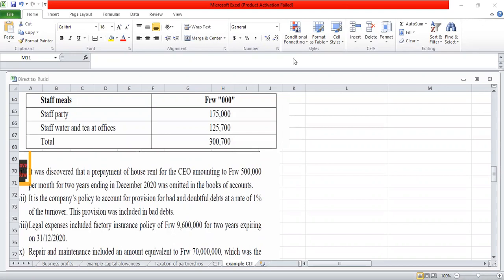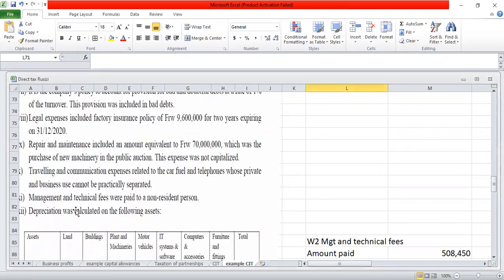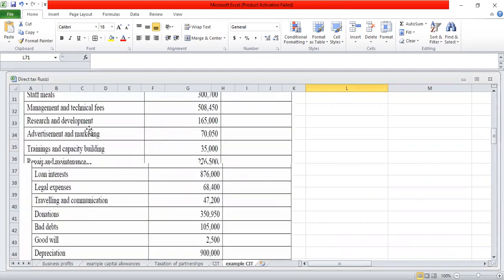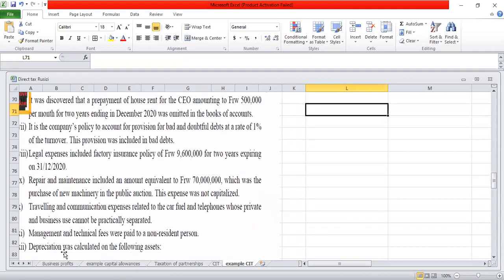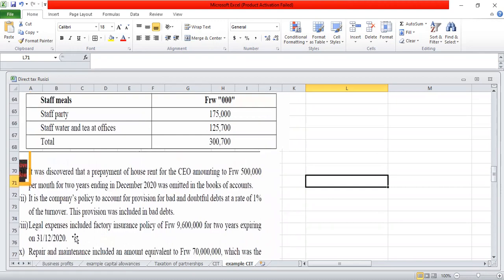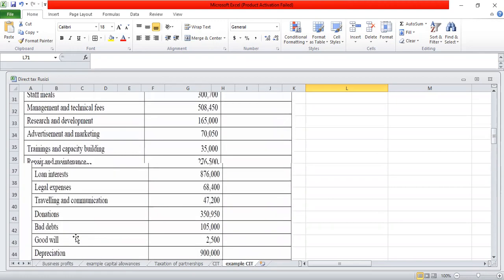Here I'm looking for advertisement. Members, you can also assist me to look for that if you have seen it. I think I don't have information on it, so I'm going to allow it. Training and capacity building, I don't have information.